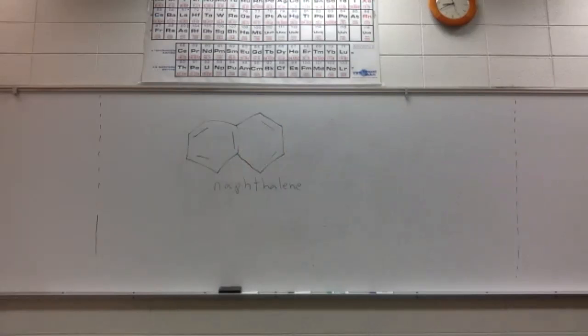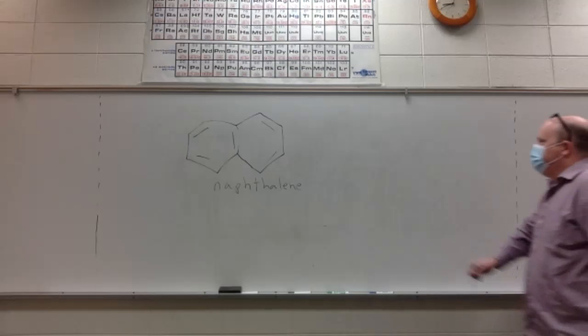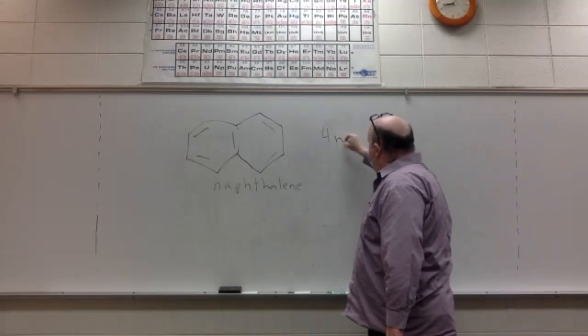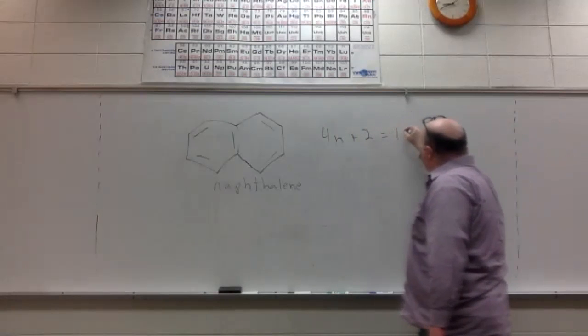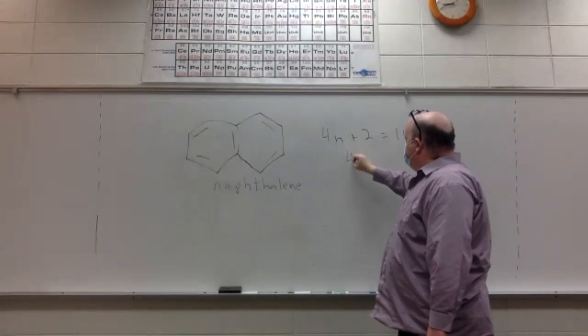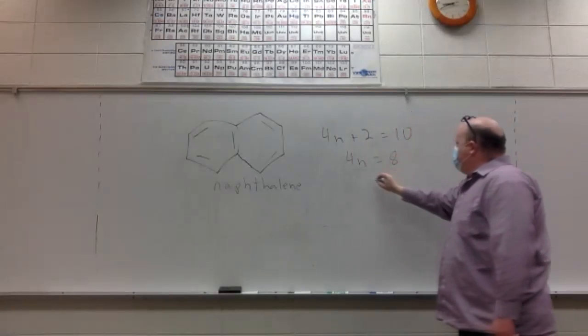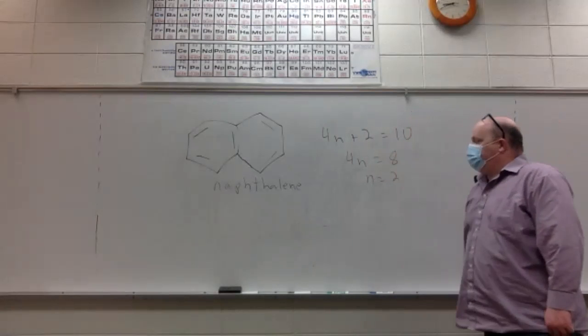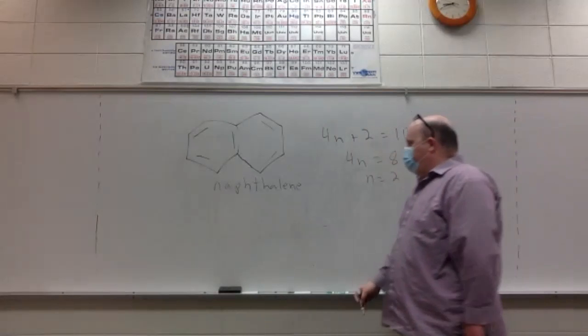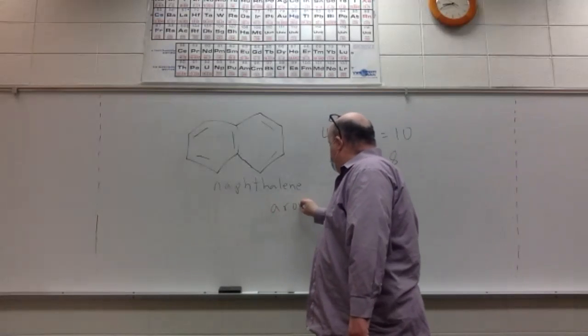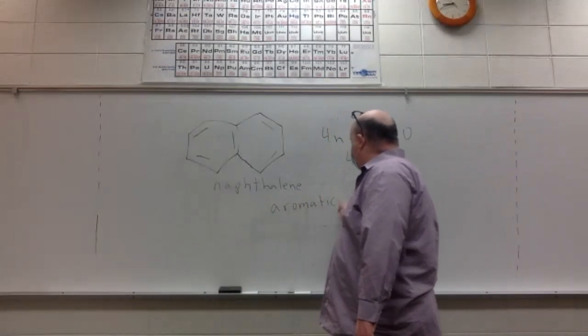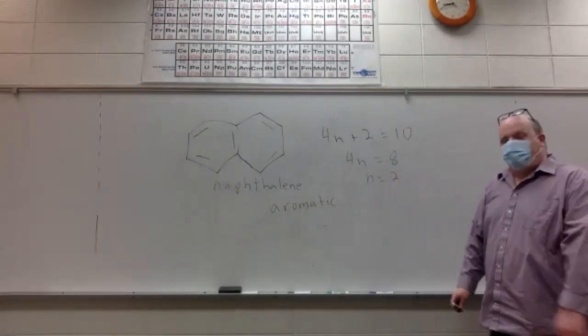Then you want to calculate the Huckel number. How many pi electrons do we have here in the system? We have 10, right? 4n plus 2 equals 10. 4n equals 8. N equals 2. So yeah, naphthalene absolutely is an aromatic compound.